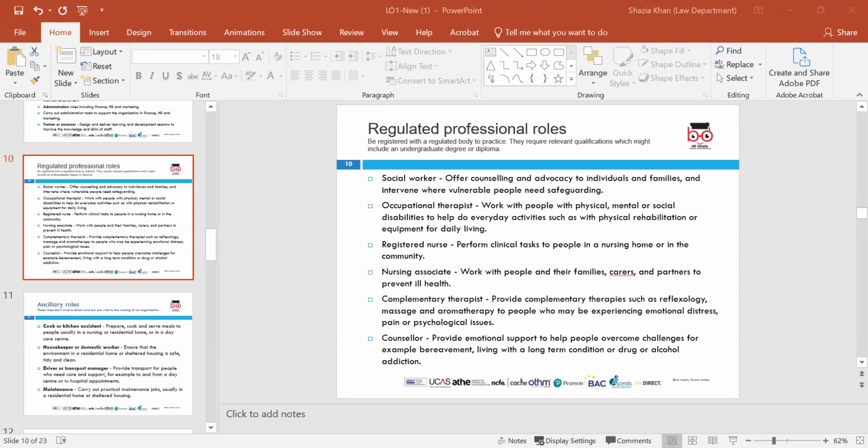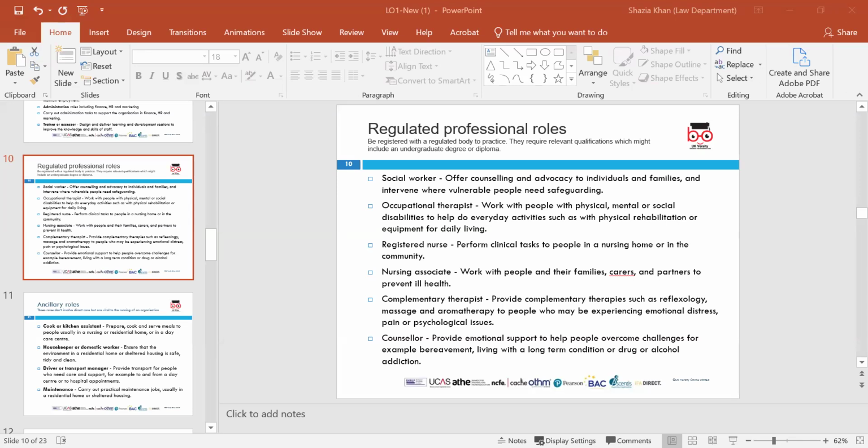Registered nurse, obviously, as it says, is a nurse who's registered, who promotes health and prevents any sort of ill health. They work with individuals and families to provide any sort of healthcare needs, monitor the quality of healthcare, and understand their wishes. So they're there to help them. We have nursing associate, who works with people and their families to prevent any sort of ill health.